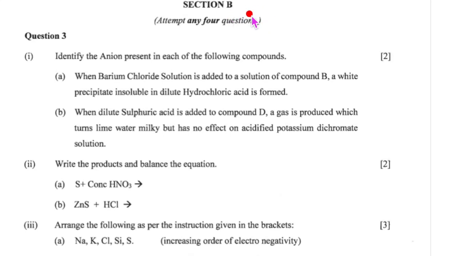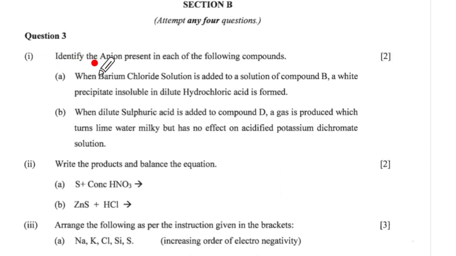This is Section B of the ICSE Chemistry Sample Paper from the Council for 2023. I have already posted Section A fully solved. Now let us come to Section B. In Section B, we have to attempt any 4 questions out of a total of 6. So let us look at question 3.